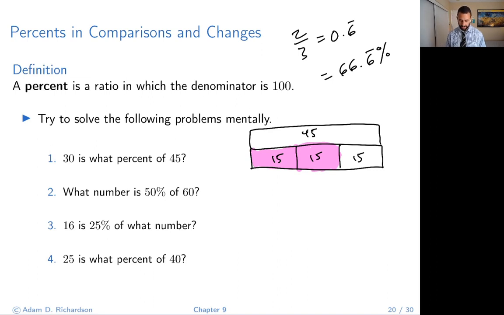All right, what about number 2? Number 2 says, what number is 50% of 60? Well, that one's not too bad, right? What number is half of 60? The answer is 30.